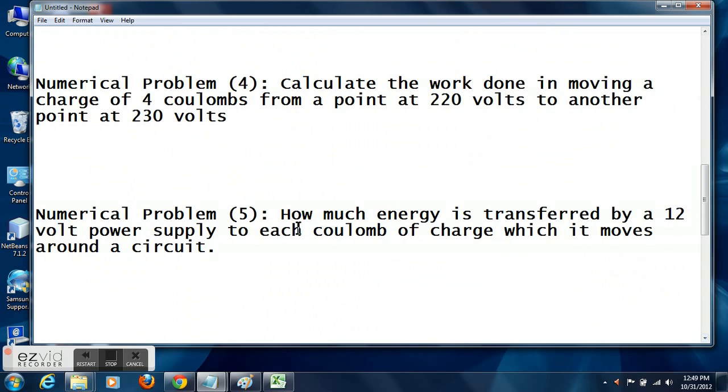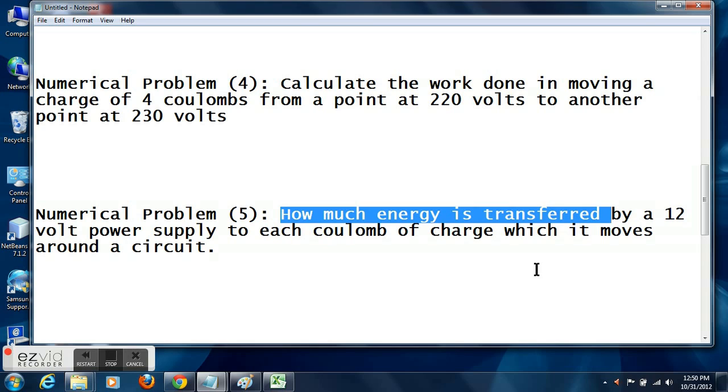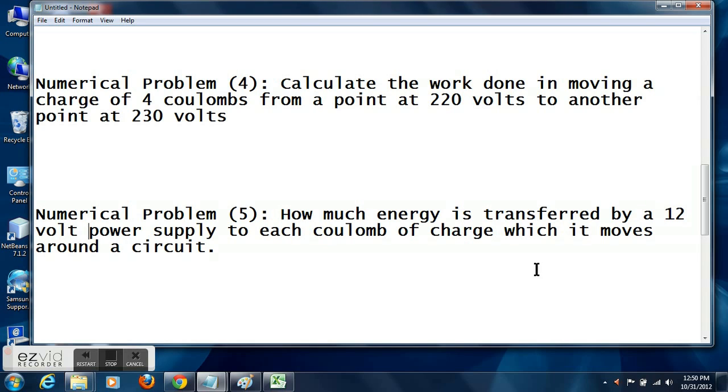Numerical problem number 5. How much energy is transferred by a 12 volt power supply to each coulomb of charge which it moves around a circuit? Let me read again. How much energy is transferred? Remember, energy is nothing but work done. Okay, just I gave you a little bit hint here. How much energy is transferred by a 12 volt power supply to each coulomb of charge which it moves around a circuit?